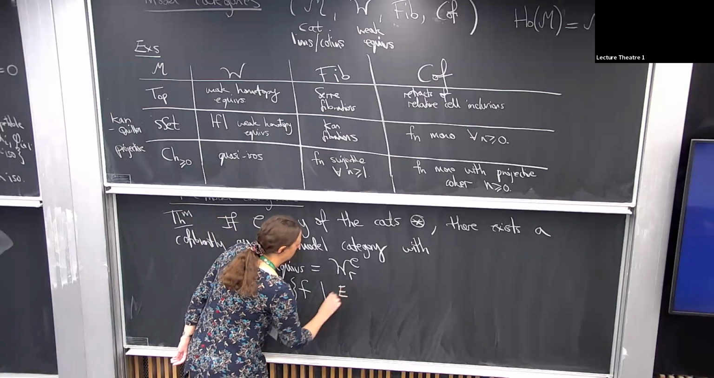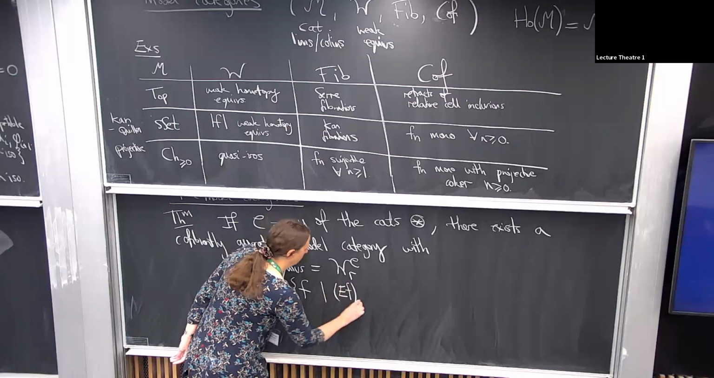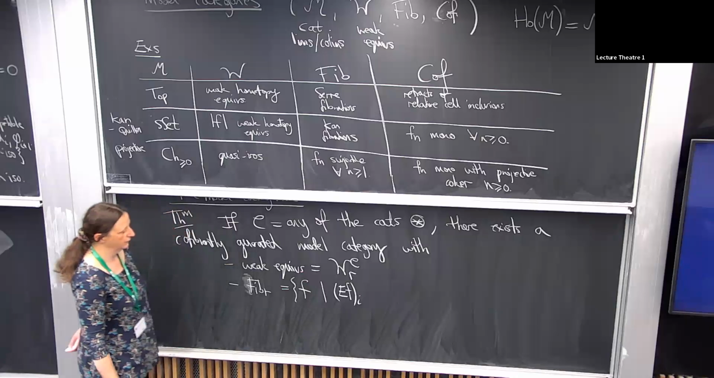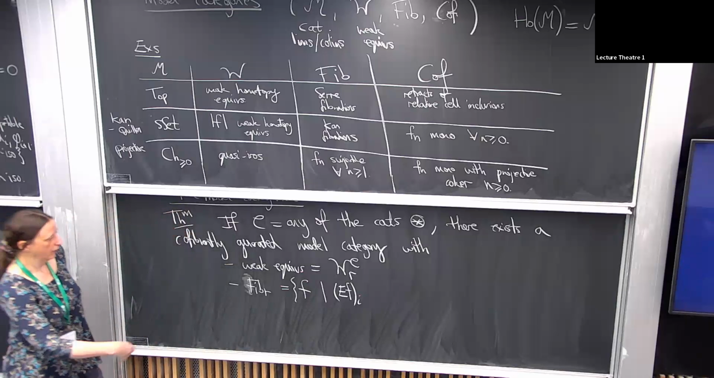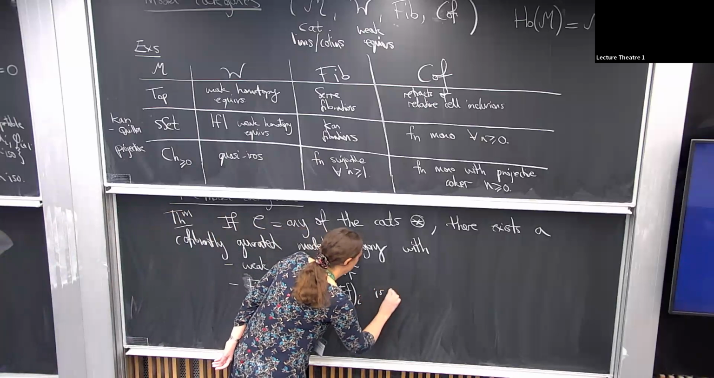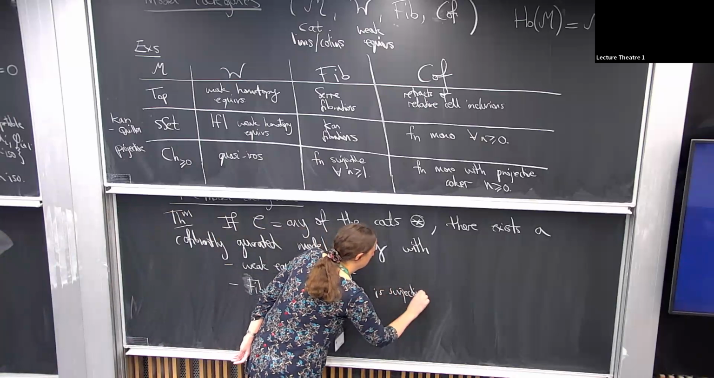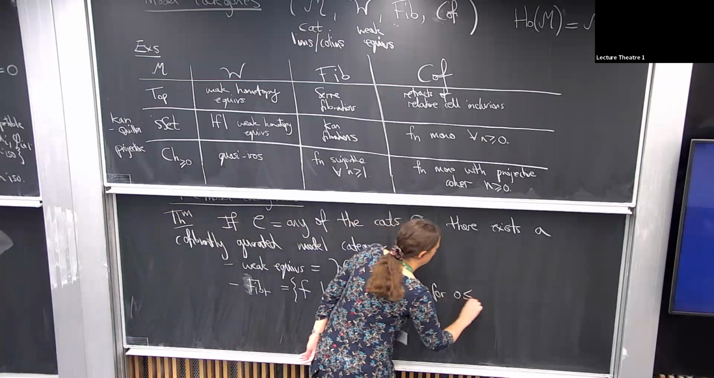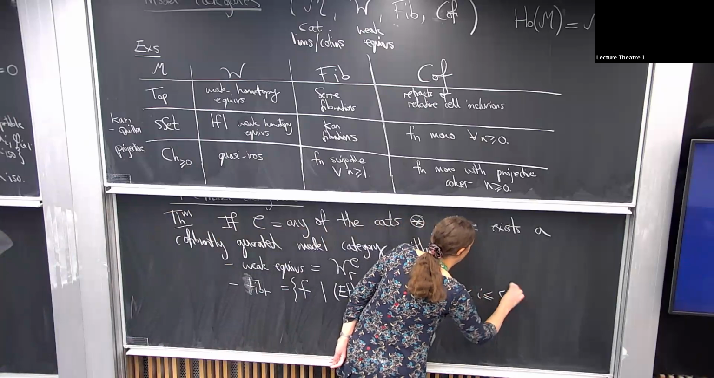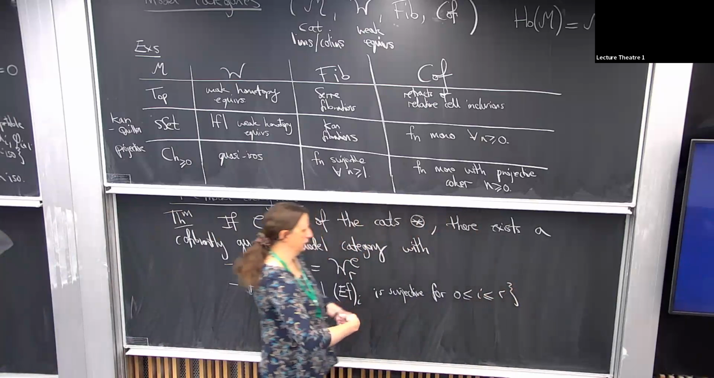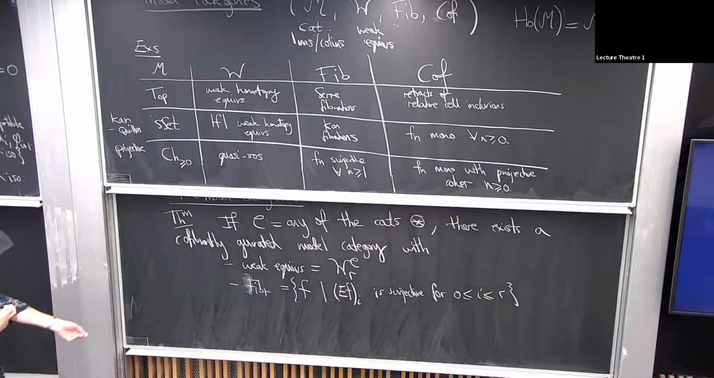E, how should I write this? E_i, I guess, the induced map on the associated spectral sequence on the i-th page is surjective for i between 0 and R. So surjective on the first R+1 pages.